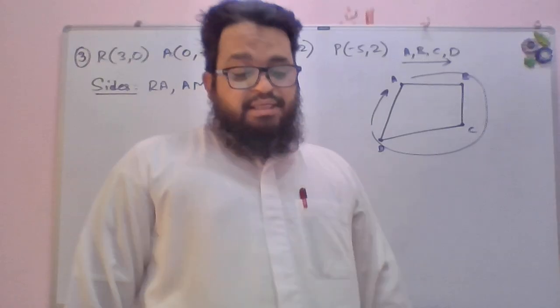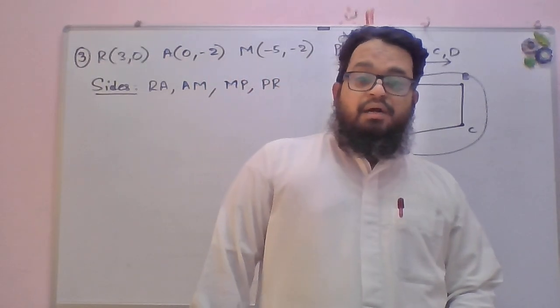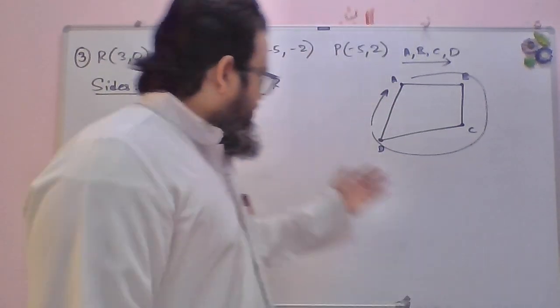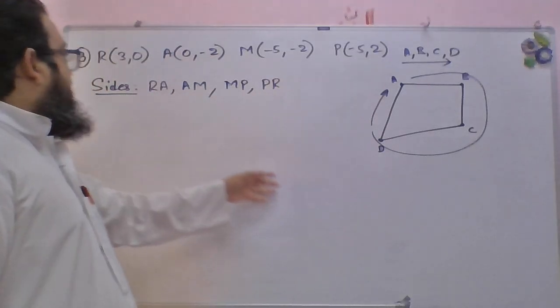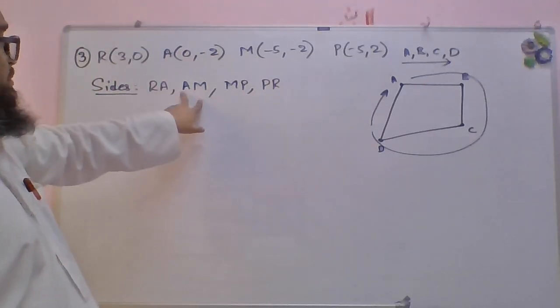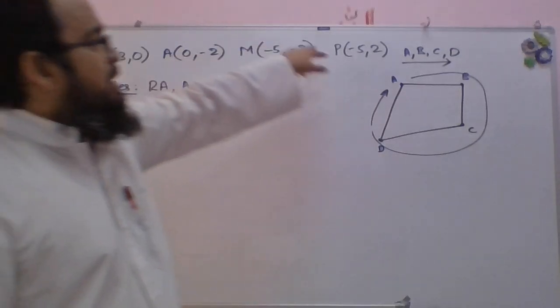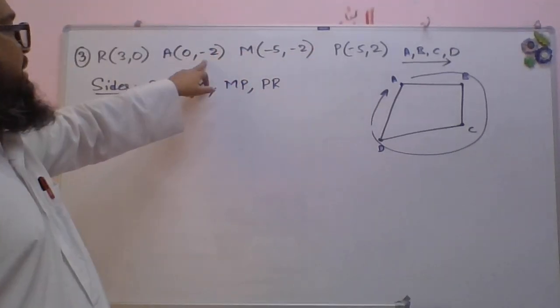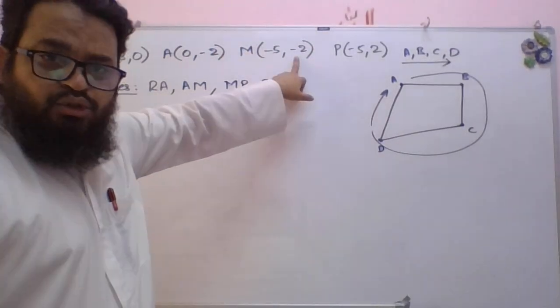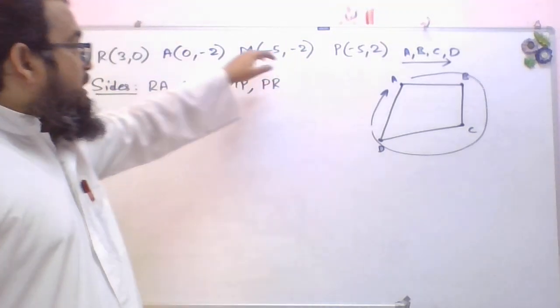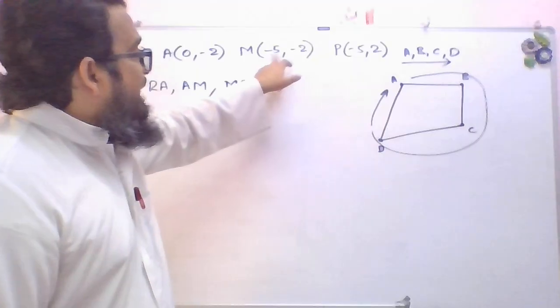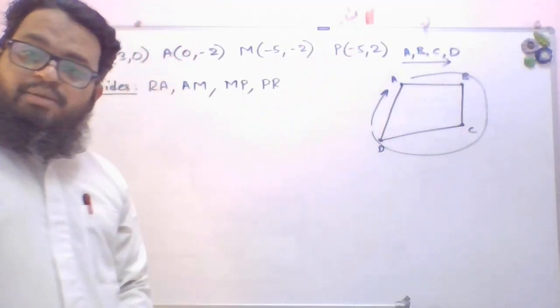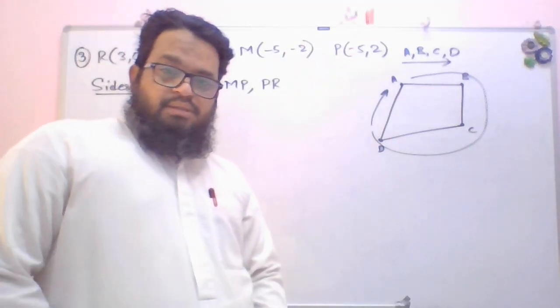The second question asks which side is parallel to one of the axes. Just now we have seen that AM and MP are perpendicular, because AM has y coordinates -2 and -2, which are equal, so it is parallel to the x axis. And MP have the same x coordinates, so they are parallel to the y axis.